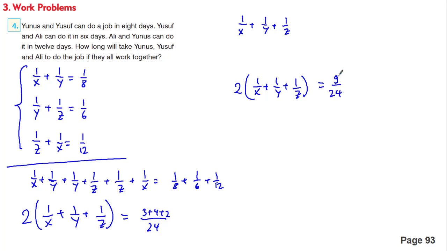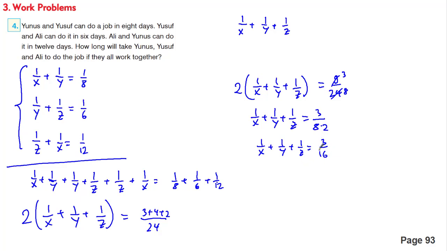We can simplify a bit by 3, so it will be 3 over 8. Great. Now, if you divide both sides by 2, you get 1 over x plus 1 over y plus 1 over z would be 3 over 8 divided by 2. That means we multiply the denominator by 2. So 1 over x plus 1 over y plus 1 over z is 3 over 16.